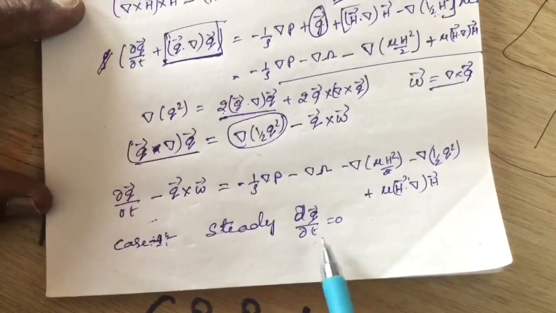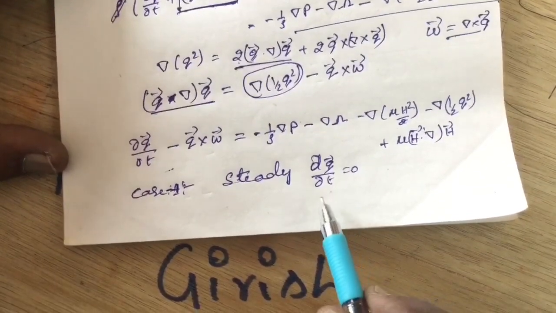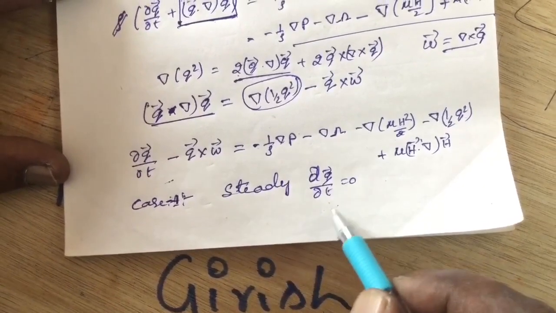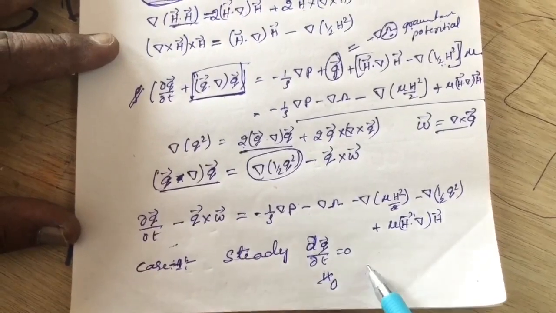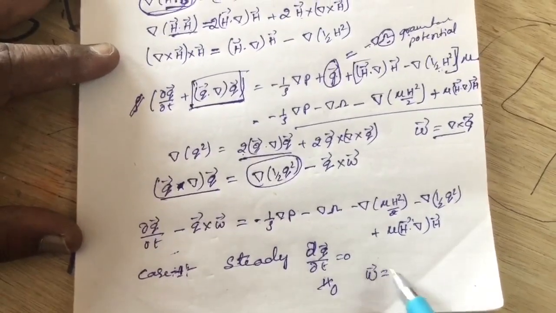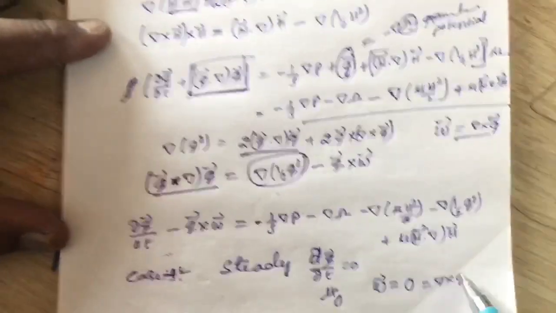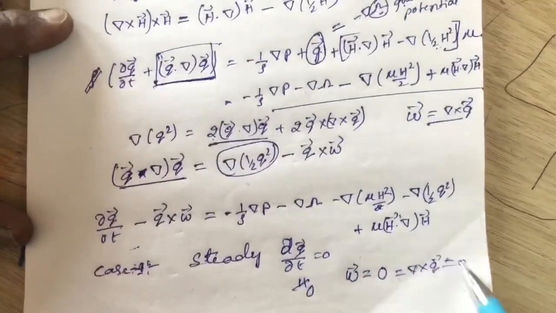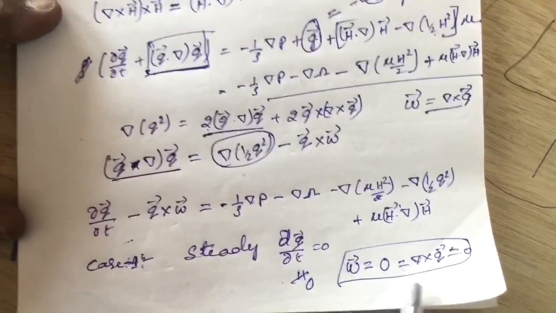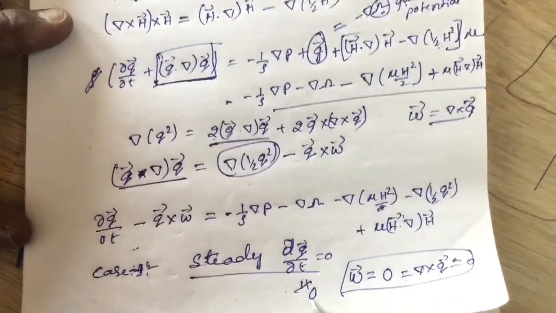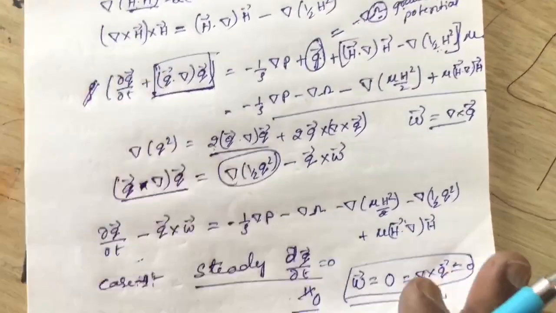Similarly, suppose the flow is not steady, means unsteady. Unsteady means this term is not equal to 0, but the flow is irrotational. Once the flow is irrotational, your vorticity vector becomes 0, means del cross q is equal to 0. Is it right? Del cross q is equal to 0. For these two cases we have to integrate. First case is steady flow. Second case is unsteady but the flow is irrotational.